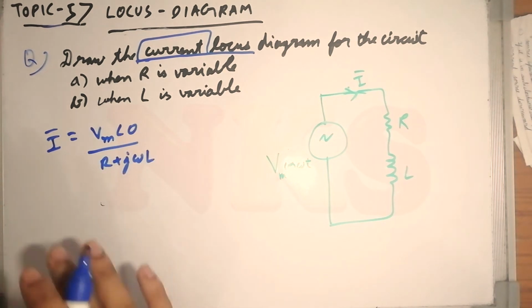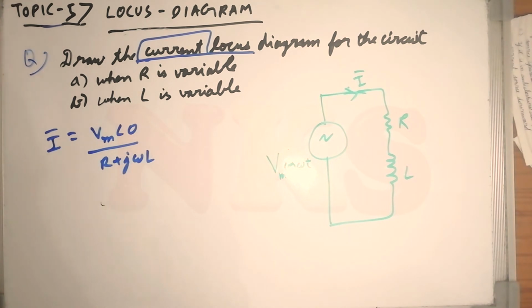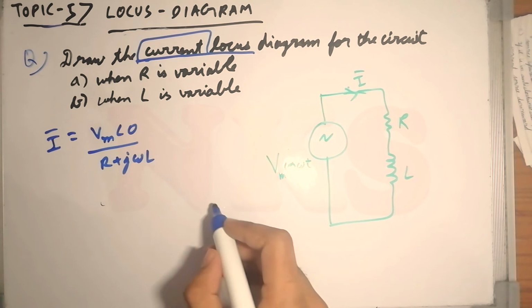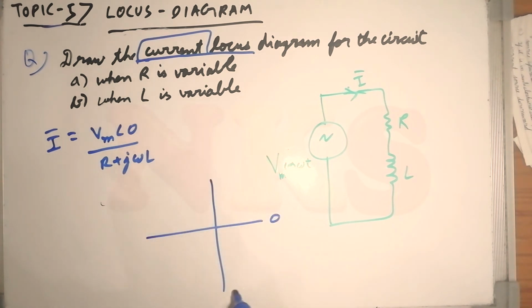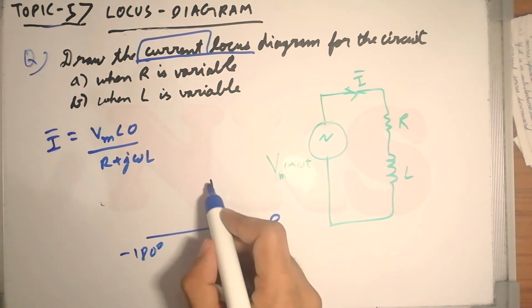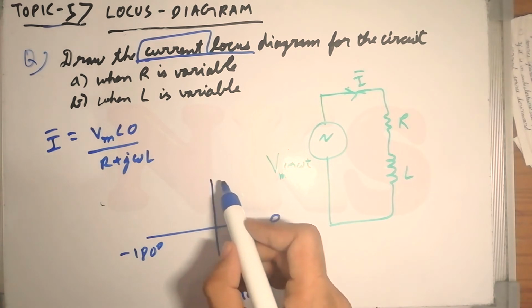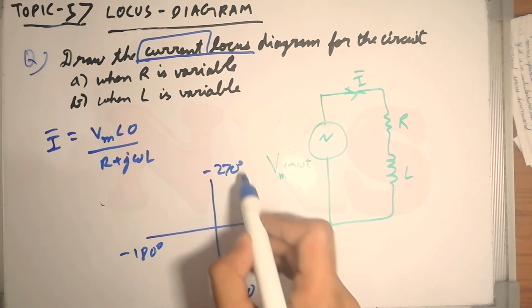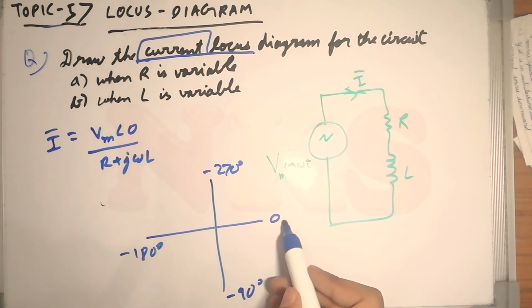If you have not yet studied polar plots in control systems, we will take that in control systems, but you could get a feel that it is somewhat like that only. Now see what the locus plane is. This is 0 degree, this is minus 90 degree, this is minus 180 degree, and this will be minus 270 degree. So this is one complete rotation, and 360 degrees will be again here only.